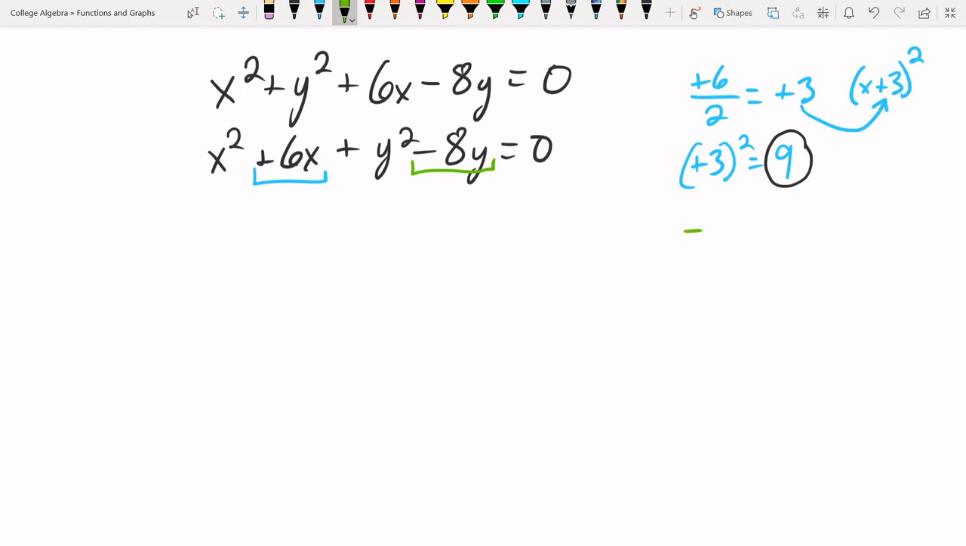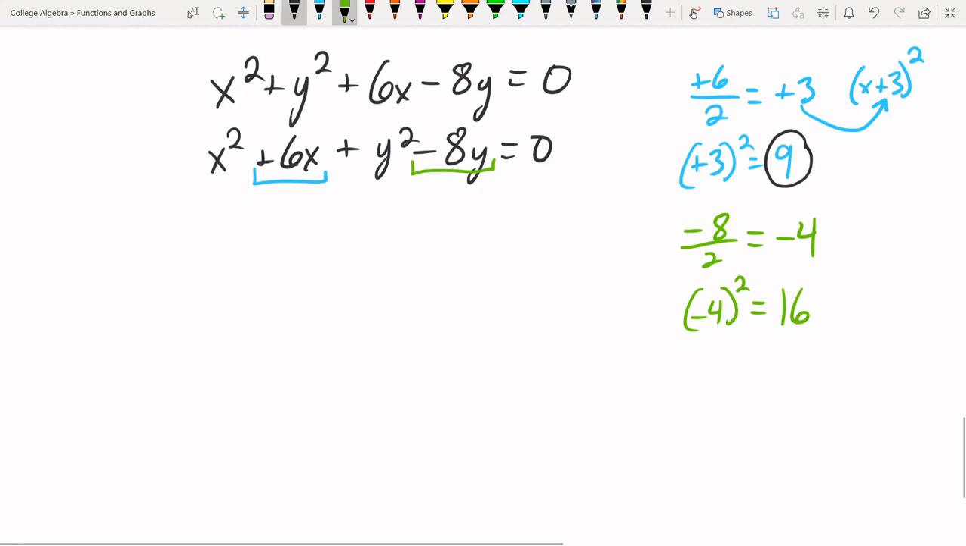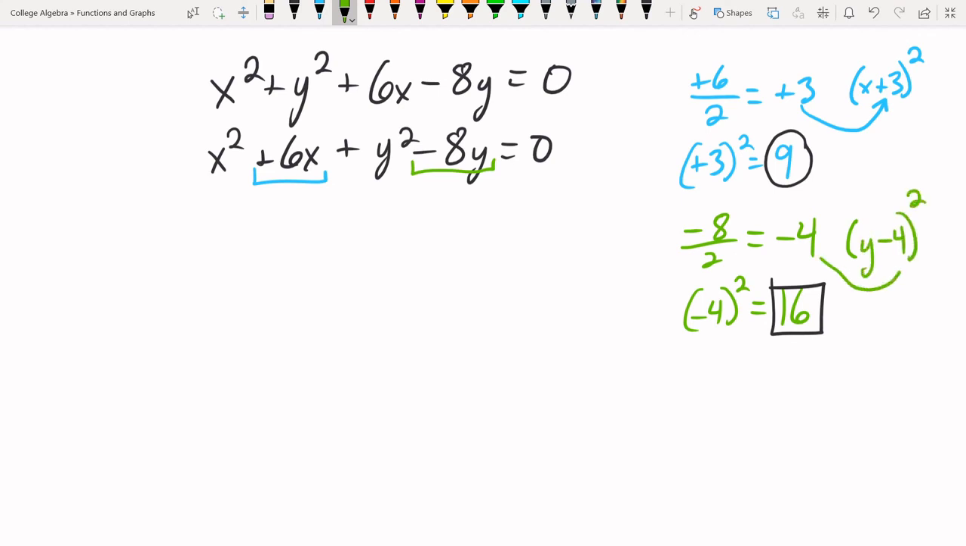For the green, we have minus 8 over 2, gives us minus 4. Negative 4 squared gives us 16. We're going to add 16 to both sides. And when we do that, we're going to see that the y squared minus 8y plus 16 is going to factor to y minus 4 squared. That is just plugged in right there.